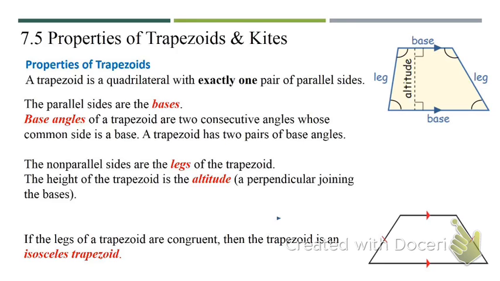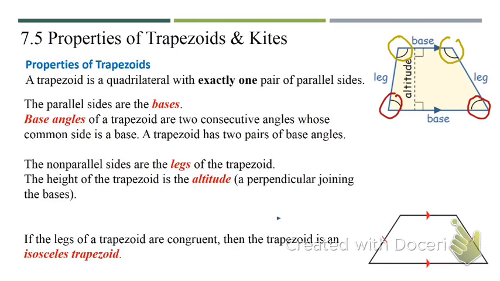The base angles of a trapezoid are two consecutive angles whose common side is a base. A trapezoid has two pair of base angles. So as you can see, this is one pair of base angles, and this is another pair of base angles.